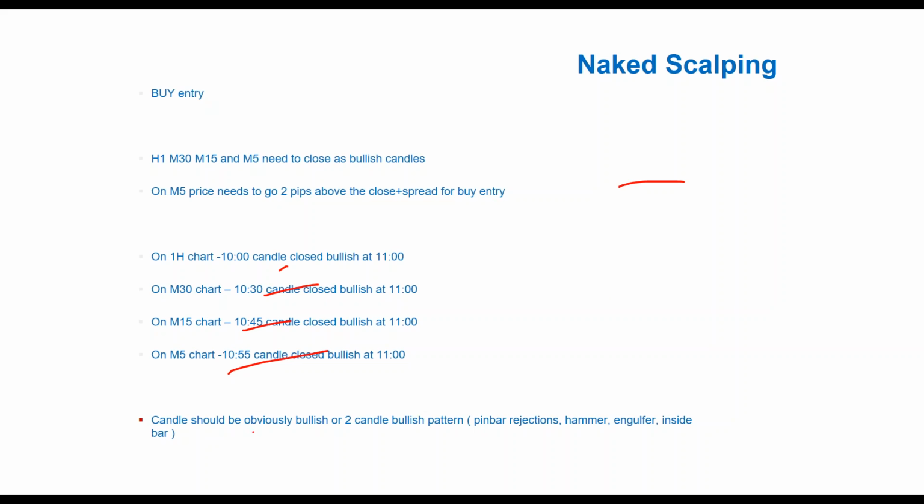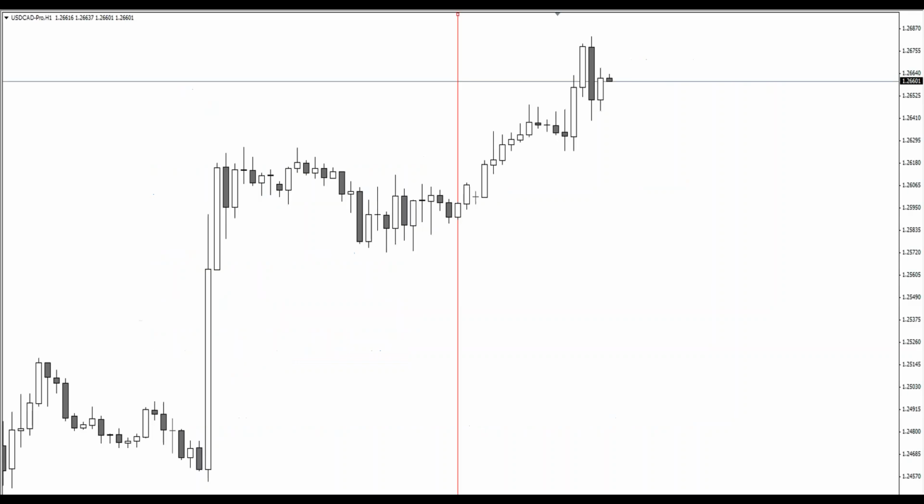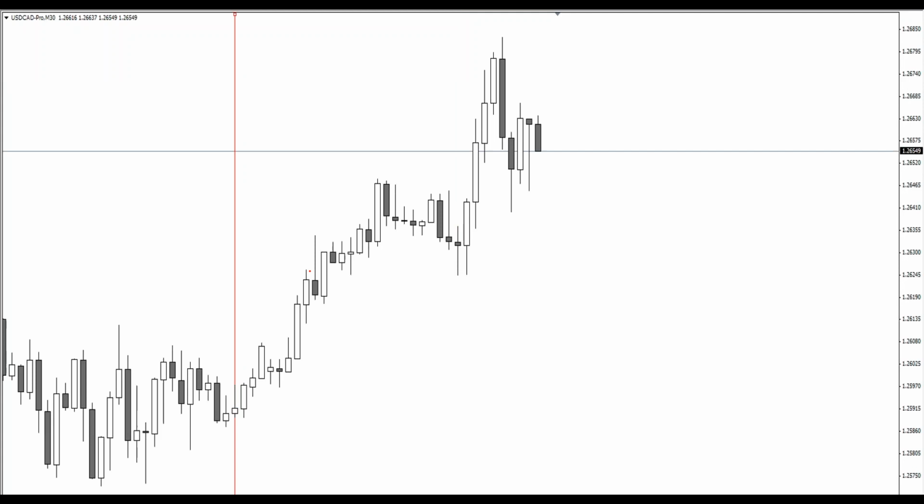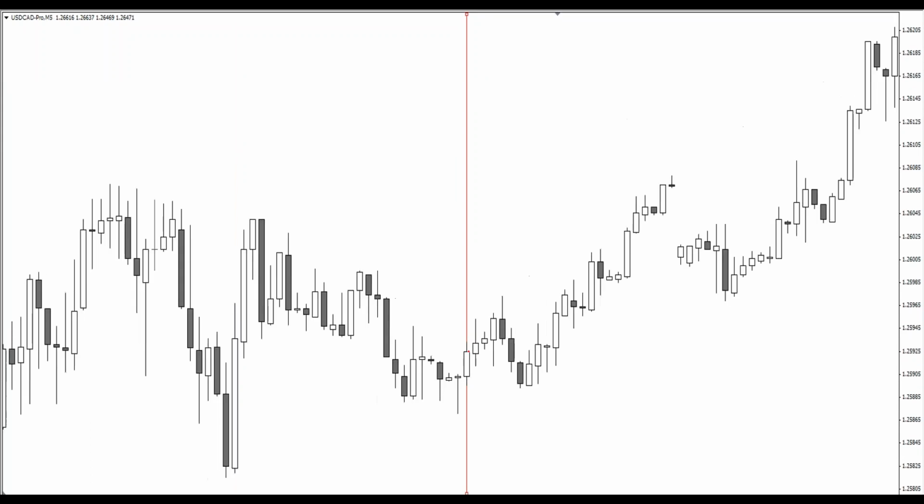The candle should be bullish, or at least a two-candlestick bullish pattern. Pin bar rejection, Marubozu, hammers, engulfing, and inside bars are even better. So this is, let's say, an example: 1 hour candle bullish, 30-minute bullish, 15-minute bullish, 5-minute bullish. You enter here.